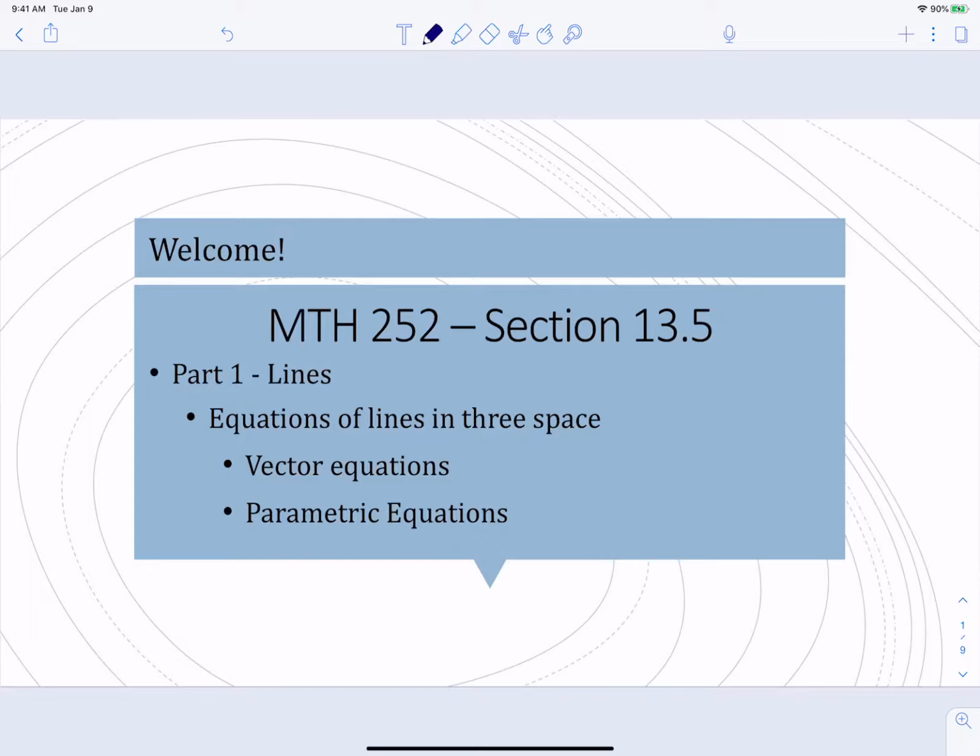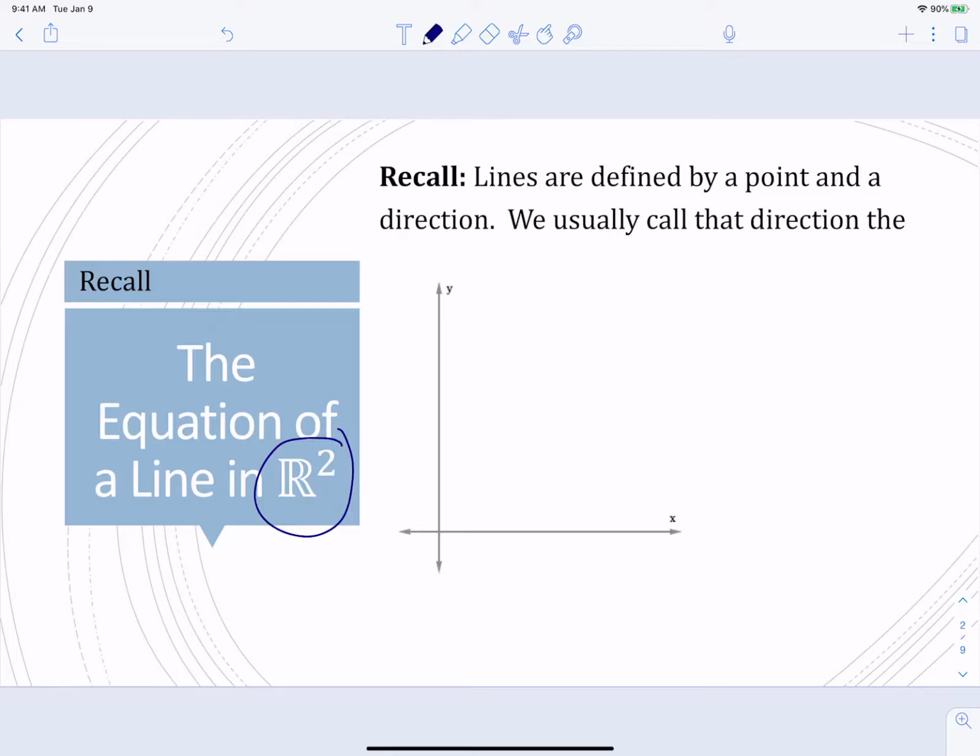I don't know if I've talked about this notation just yet. That scripty R means that we're looking at the real numbers, and then that little exponent of 2 means that we're looking at two dimensions. So we're looking at the xy plane.